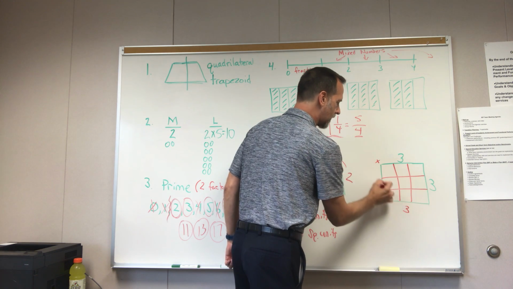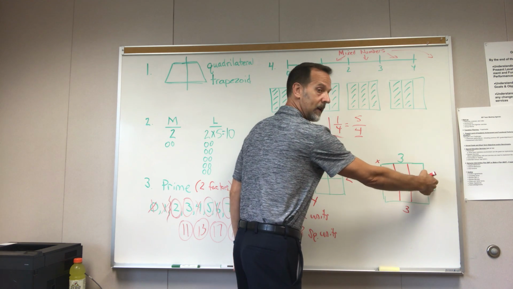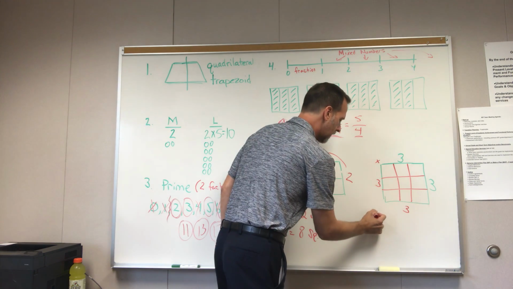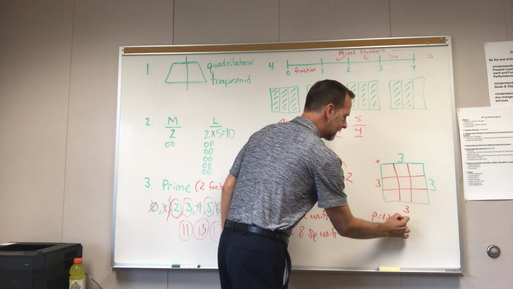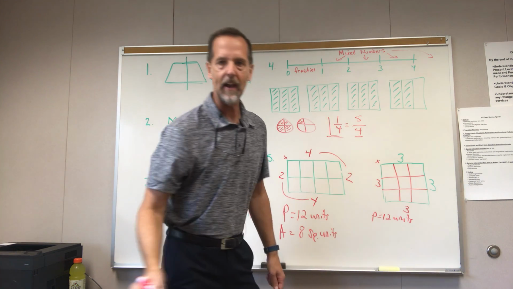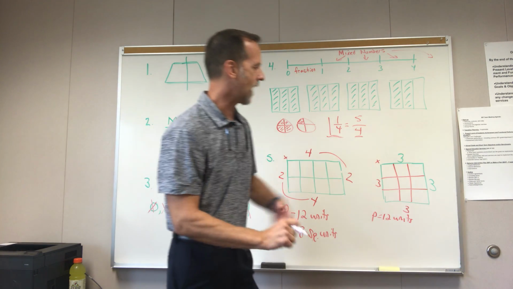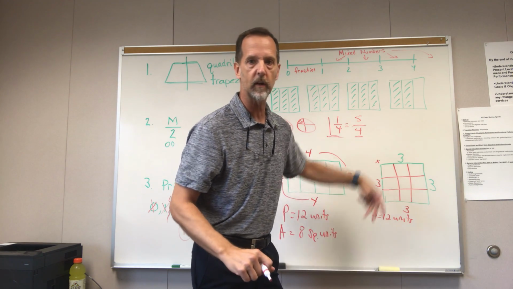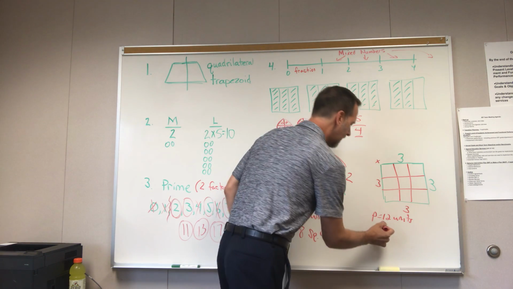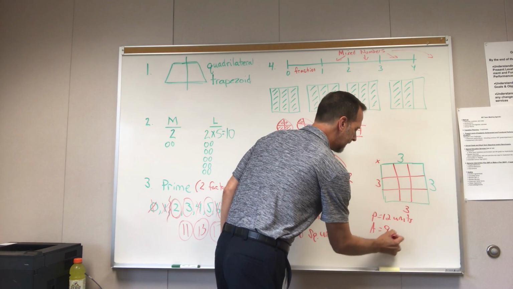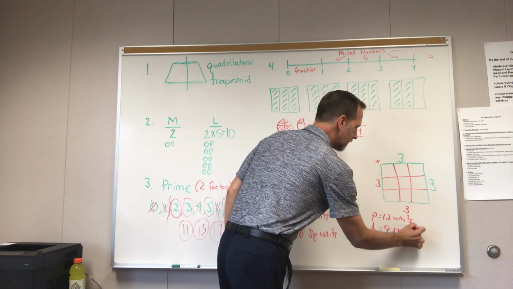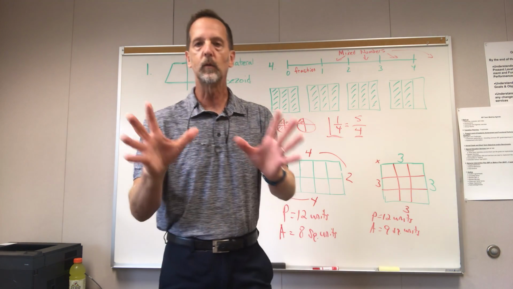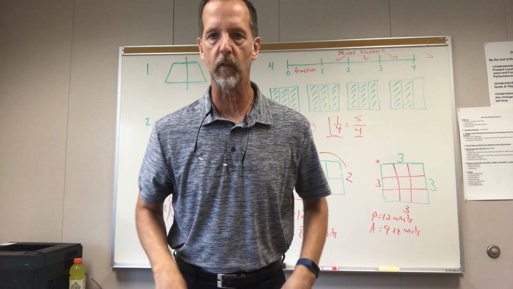To find the perimeter here, I'm going to add my way around, right? Every side on this is 3. So 3 plus 3, 6 plus 3, 9 plus 3, 12. So the perimeter is 12 units. How about the area? We're going to count the squares or we could multiply them, right? What's 3 rows of 3? 3 times 3. That's 9. Now, remember, area, 9 square units.